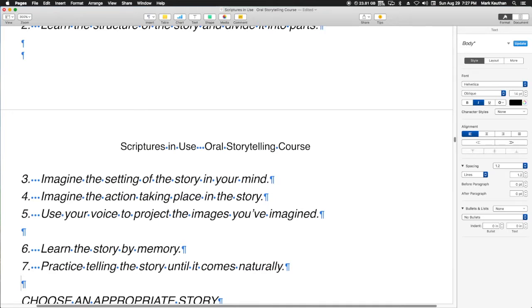So, that's just, imagine the action taking place in the story. You're going to see an example here in just a second. All right, and then the fifth thing, use your voice to project the images you've imagined.